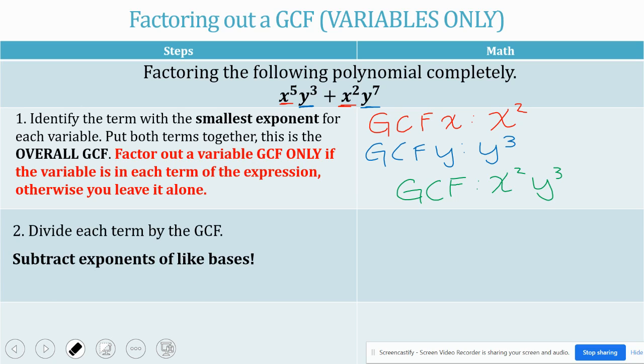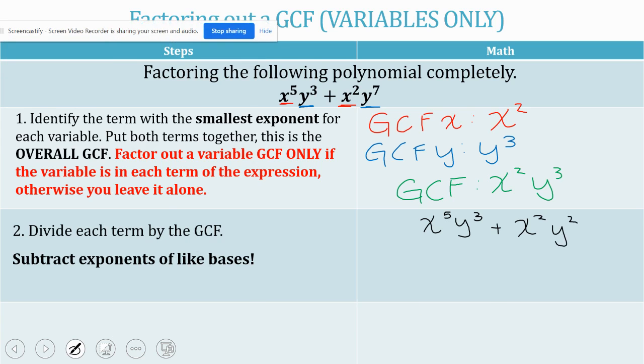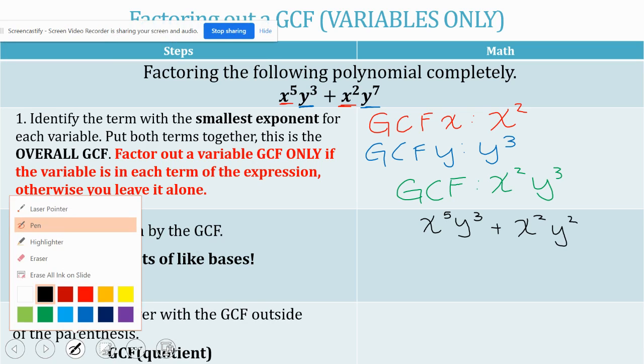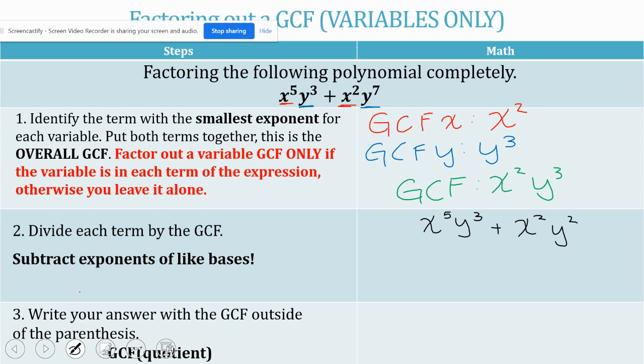Okay, so now that we identified the terms with the smaller exponent for each variable, the next step is to divide each term by the GCF. And just a hint, we subtract exponents of like bases. So we're going to take our expression and divide by the GCF. The third step is to write your answer with the GCF on the outside of the parentheses. I'm going to go ahead and do that right now and fill in our parentheses as we divide.